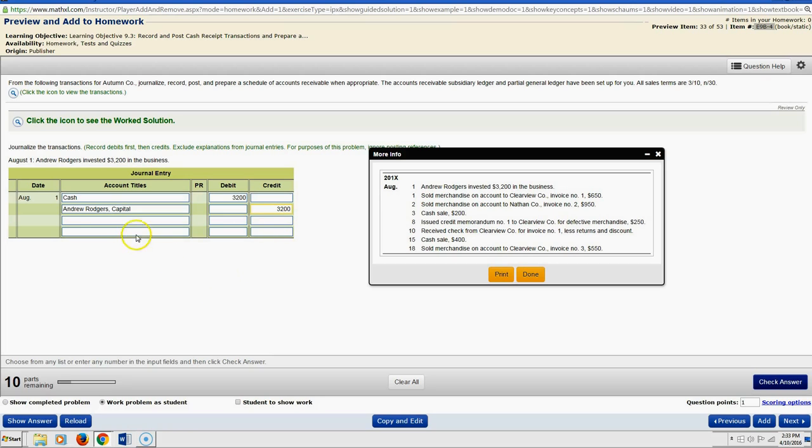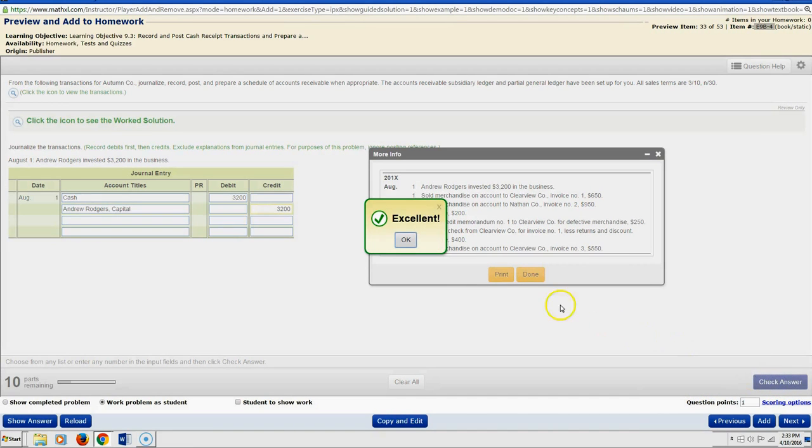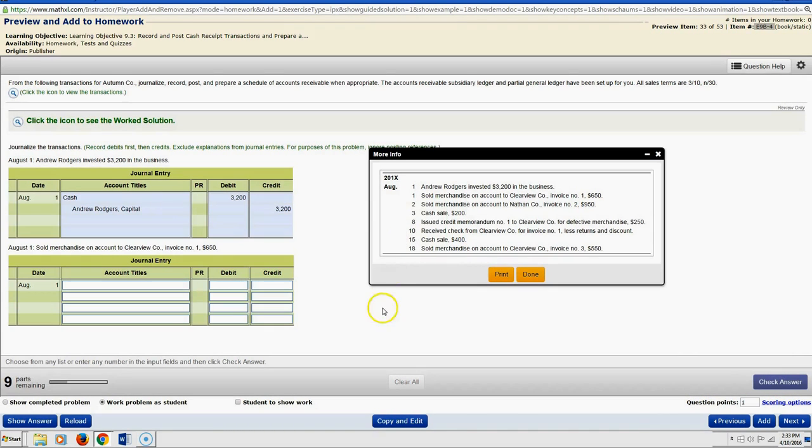There's no room for explanation here, but typically in a general journal you'd put in "investment in business." I think we have to check our answer after each. Okay, so that should bring up the next.